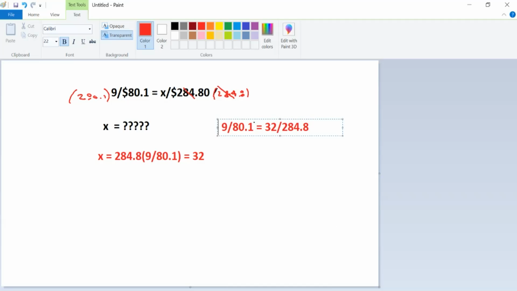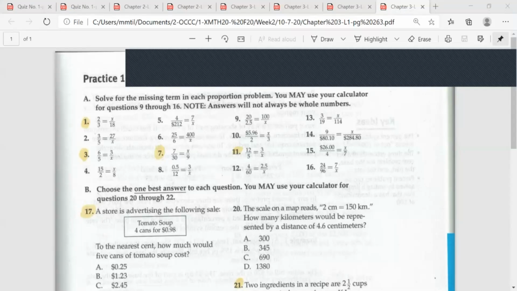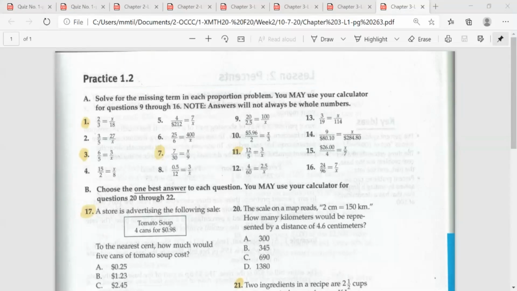It's important. So maybe we should do one with X on the bottom, because X has to be moved to the top. Look at number 16: 24 over 96, excuse me, wrong number. 24 over 96 is equal to 7 over X.